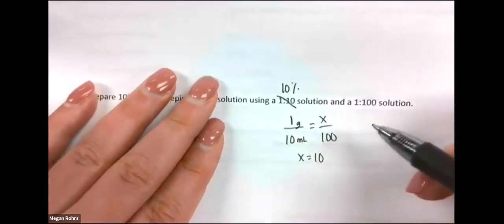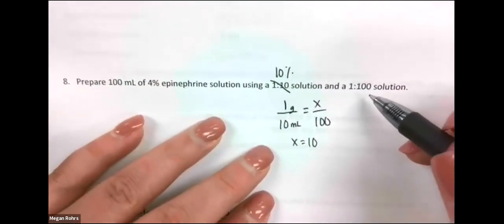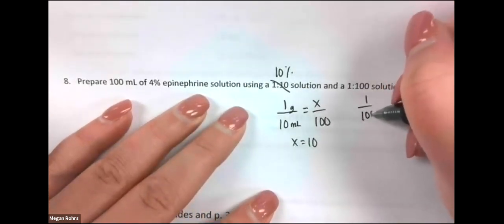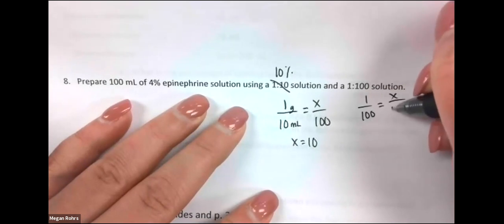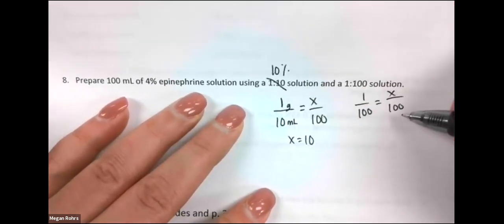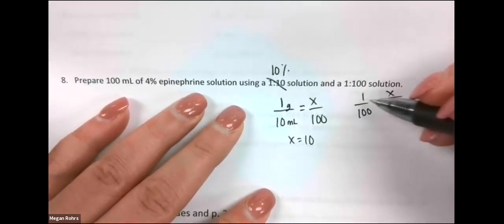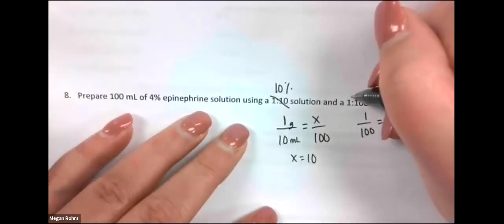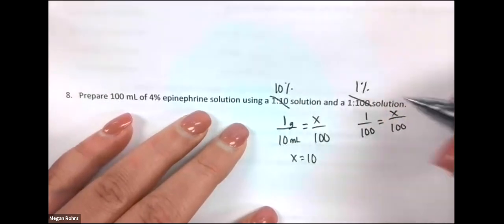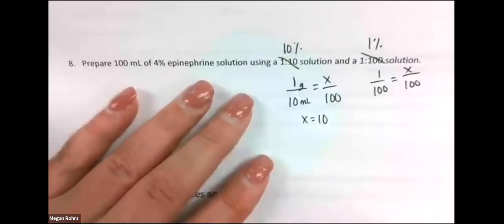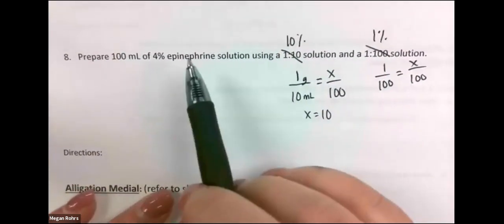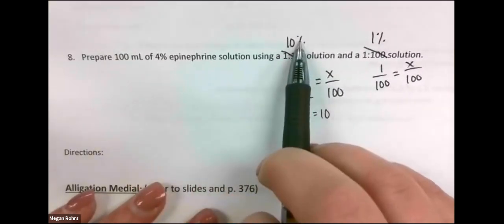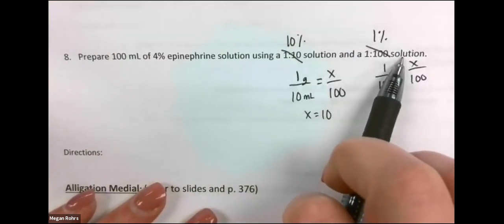solution. Now I'm going to do the same thing here for my 1 to 100. Well, this is already in an x over 100 format, right? So x has to be 1 here. 100 divided by 100 is just 1. So this is essentially a 1% solution. Now I can read my problem again. Prepare 100 mils of a 4% solution using a 10% and a 1% solution.